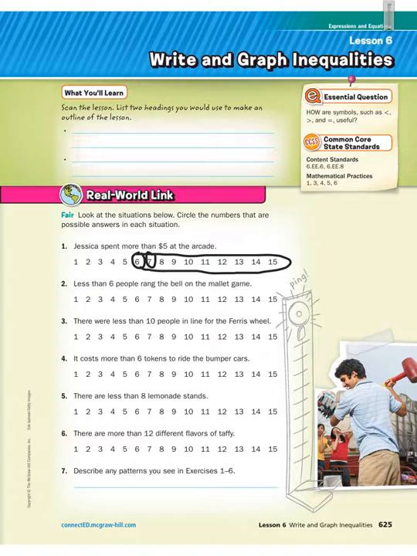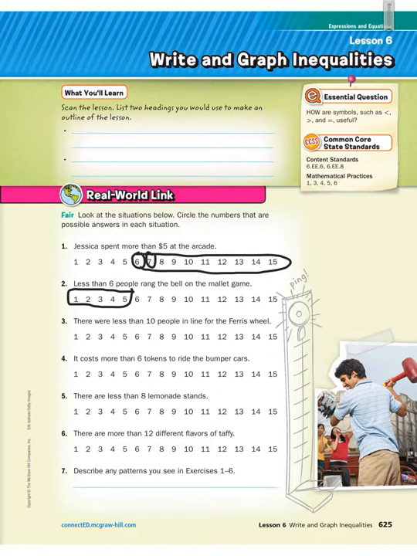Now, I want you to try 2. It says less than 6 people rang the bell at the mallet game. So circle the numbers that would be true for that. So you could pause and then restart when you're done. Alright, so less than 6 people would mean any of these numbers down here, 1, 2, 3, 4, or 5, are all less than 6.